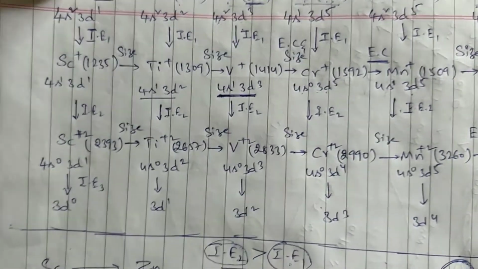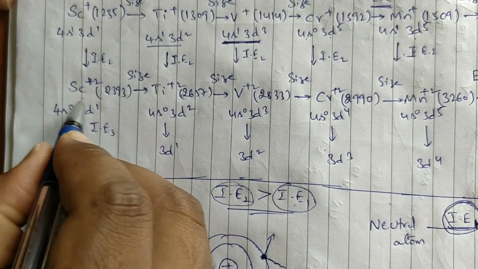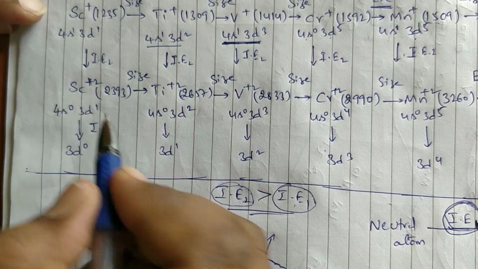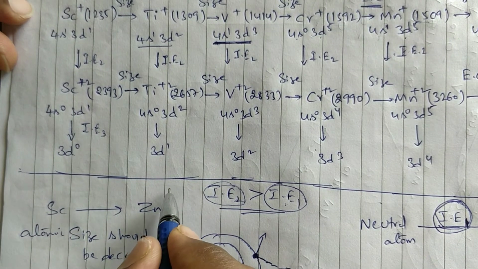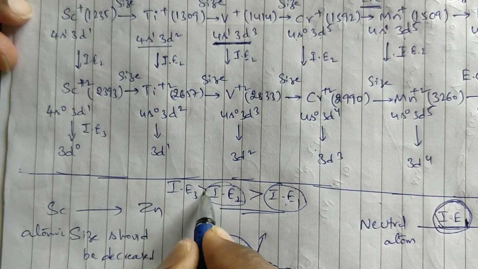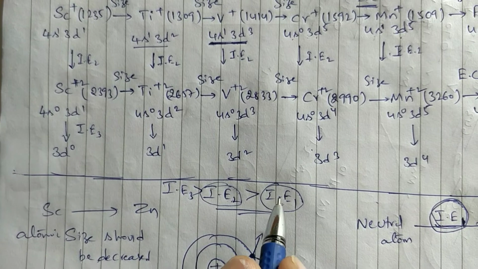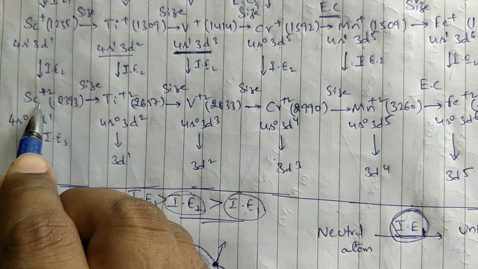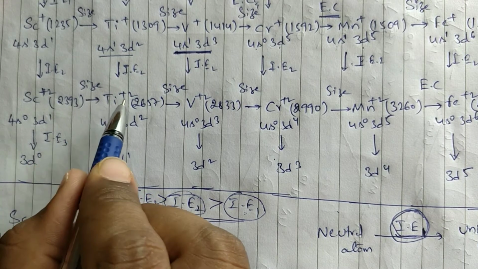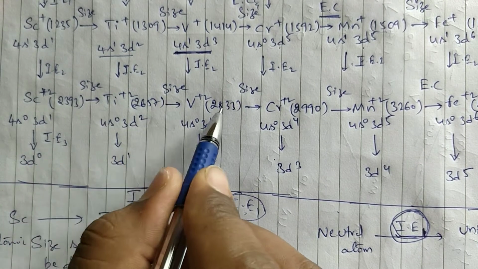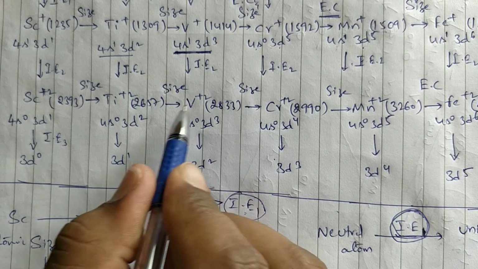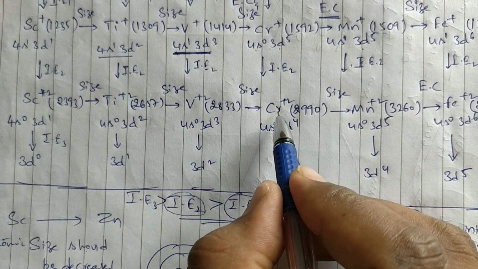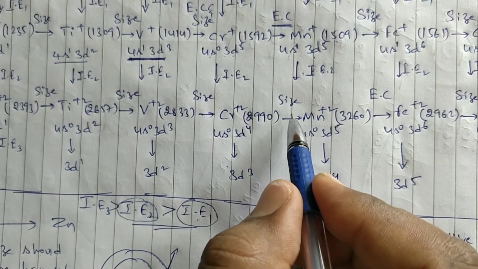Same like this, coming to third ionization energy values. Third ionization energy value must be greater than second ionization energy value. Every time IE3 is greater than IE2. Scandium plus 2 to Ti plus 2 size, Ti plus 2 to V plus 2 size, V plus 2 to Cr plus 2 size, again increase only. Increase means there is a decrease in size. From Cr plus 2 to Mn plus 2 also size only.